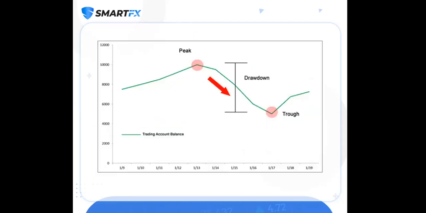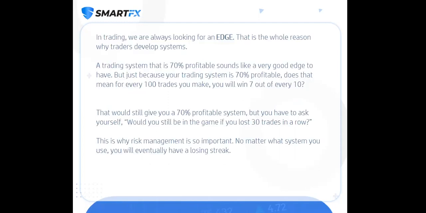So in this chart, you can see, you started here, it went up to a peak, and then came a fall. So it was a loss. When it comes down and there are multiple losses, it's a drawdown for you. So in trading, we are always looking for an edge. That is the reason why traders develop systems.